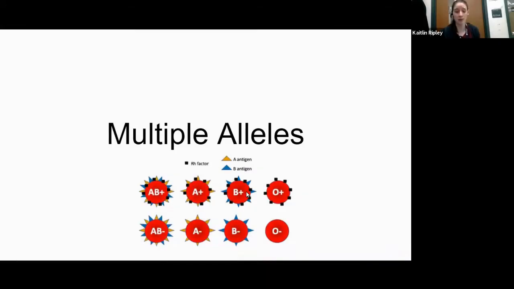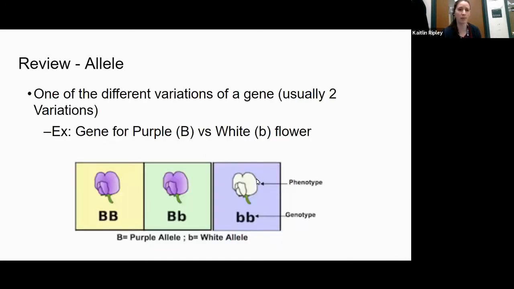All right, so up until this point, you've learned about a couple different forms of inheritance. We've done just simple dominant and recessive. We've learned about codominance. So today I'm going to introduce to you another inheritance pattern called multiple alleles. So let's get started with a little bit of review.